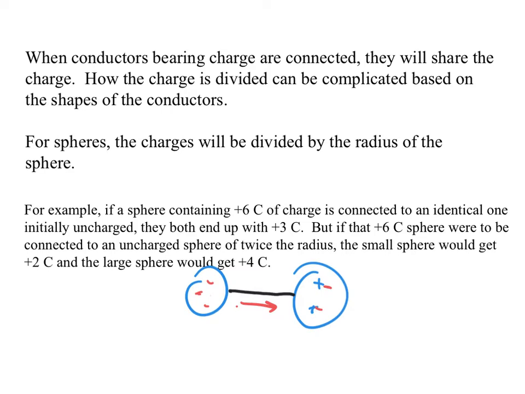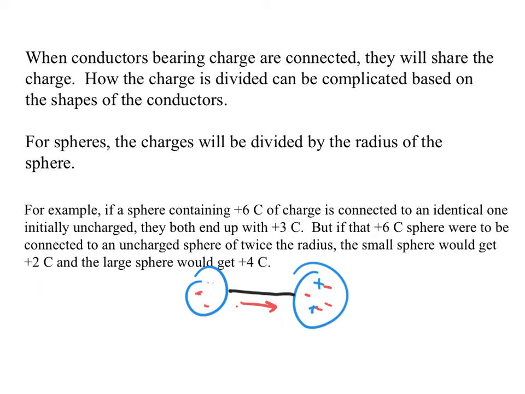But there are still 3, and so some of those will also move around. And we would end up with, let's say we'd start with 4. We'd end up with, say, 2 free on this one, and 2 free on this one. They would neutralize first and then divide. How they divide is pretty complicated based on the shape of the conductors, except if the conductors are spheres.